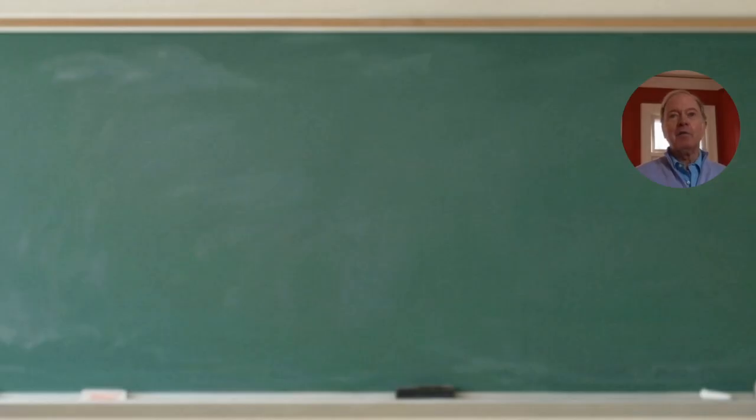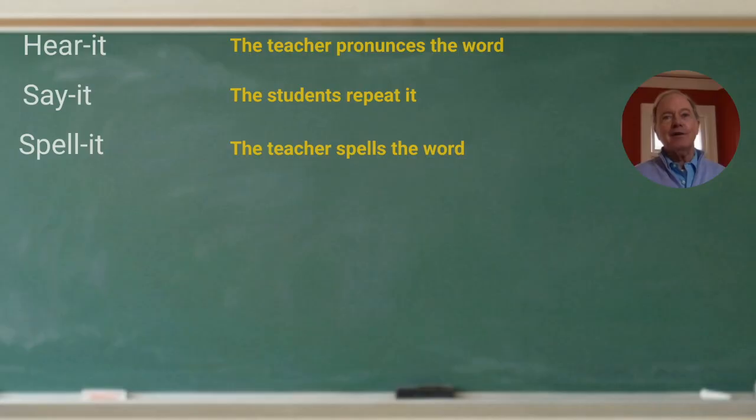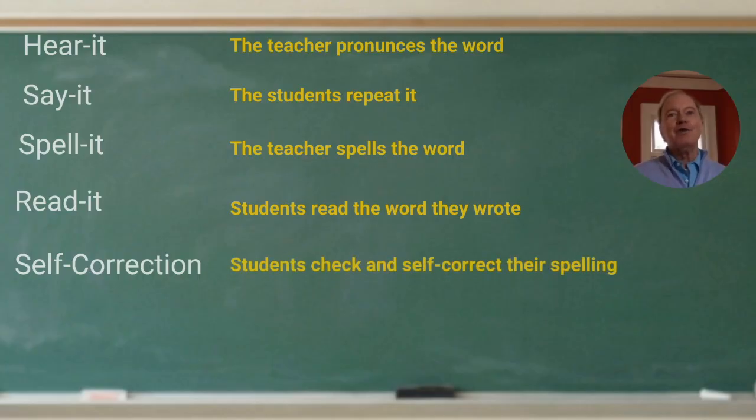The teacher now moves on to the other words on the pretest, using the same teacher-led pretest routine. Hear it. The teacher pronounces the word. Say it. Students repeat it. Spell it. Teacher spells the word. Read it. Students read the word they wrote. Self-correction. Students check and self-correct their spelling.